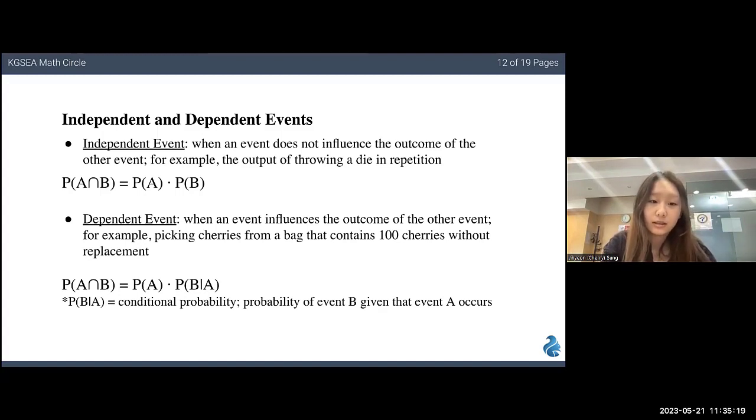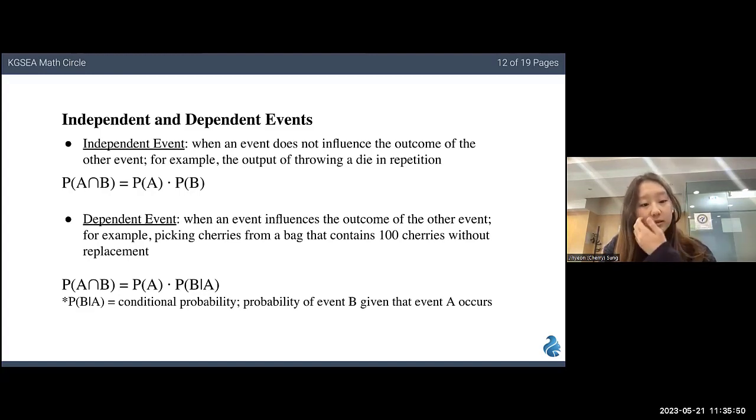To represent independent events, P(A and B) would equal P(A) times P(B). A dependent event is when an event does influence the outcome of the other event. For example, picking cherries from a bag that contains 100 cherries without replacement. Since you're not replacing the cherries that you picked, the total number of cherries would decrease by 1 each time you're picking, and therefore it is dependent on the previous event that occurred.